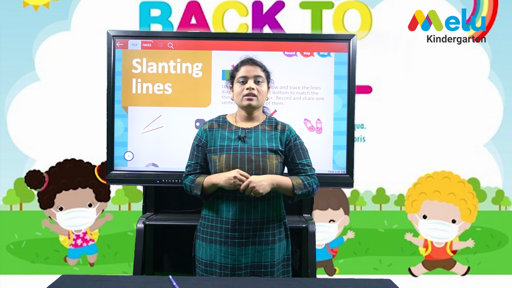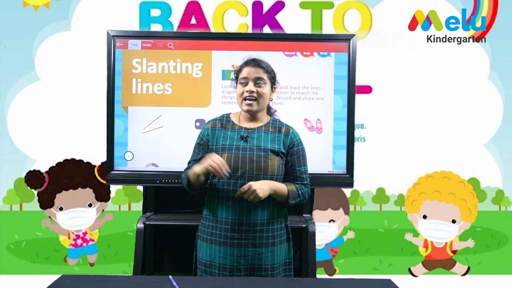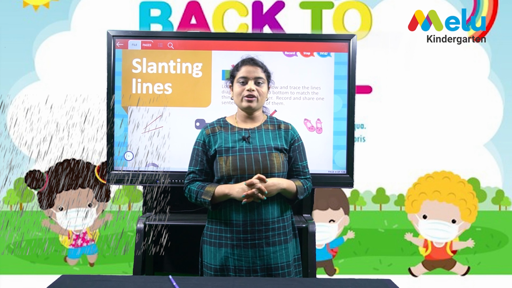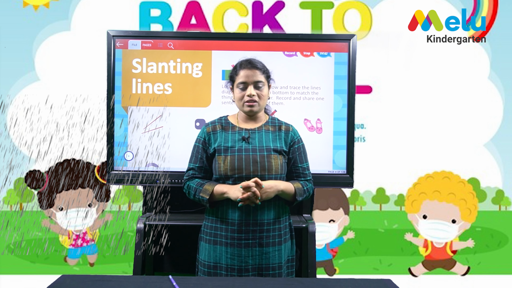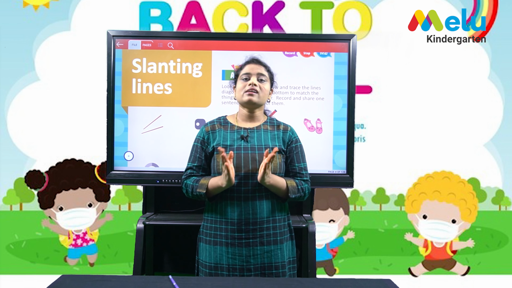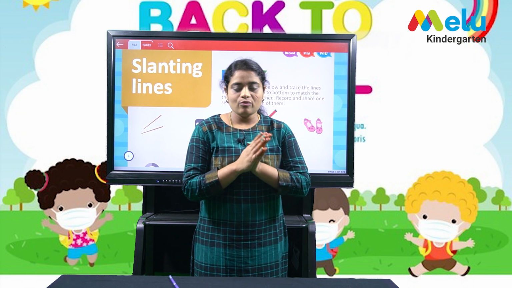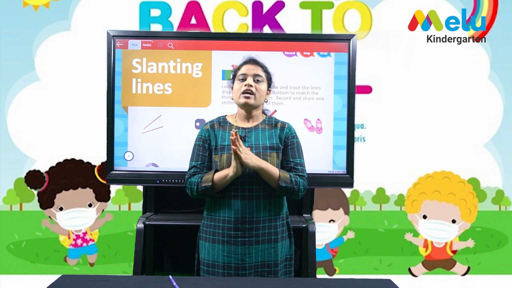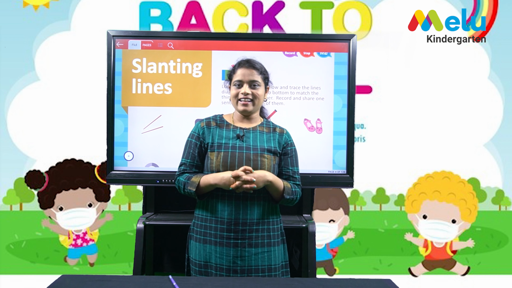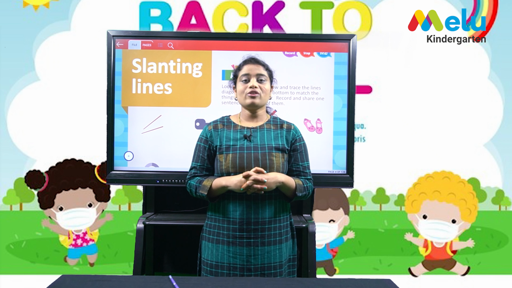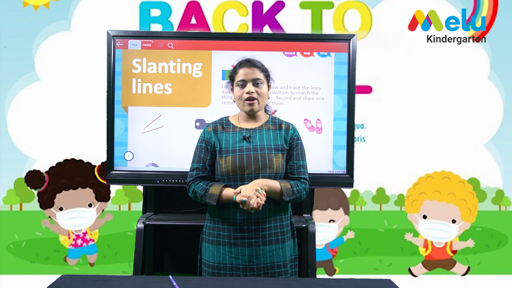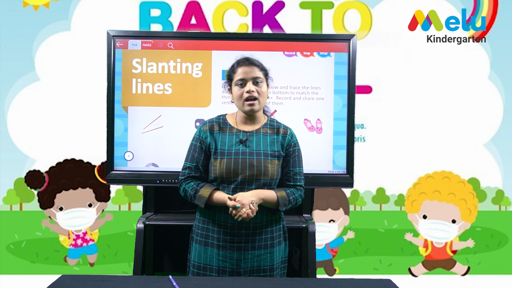And children, what are these? Raindrops, right? So, raindrops are also in slanting position. Yes, children, whether the line is slightly bending to the right or left, it is called a slanting line. So, we have learned so many things about slanting lines and now let's see what is given in our books.